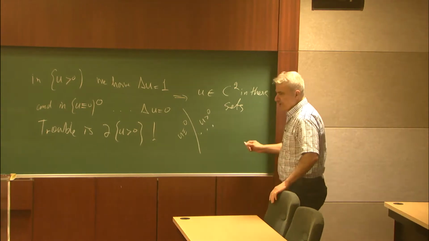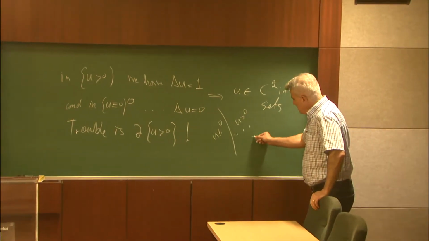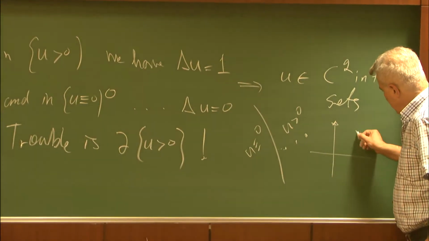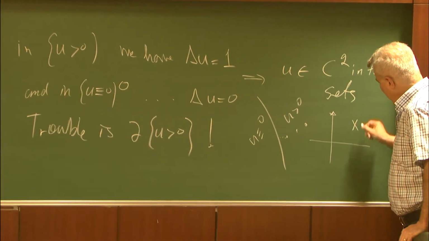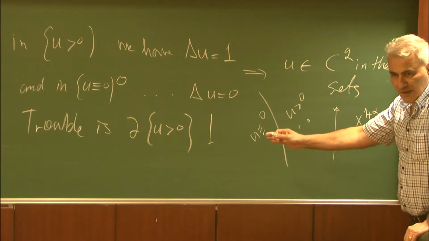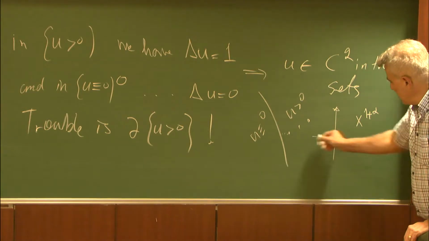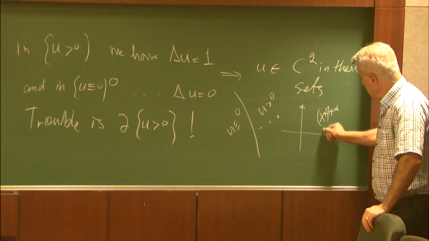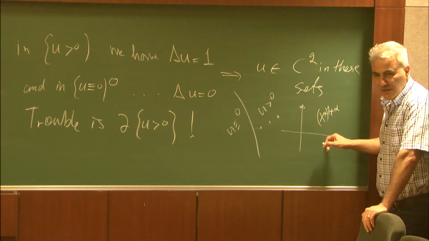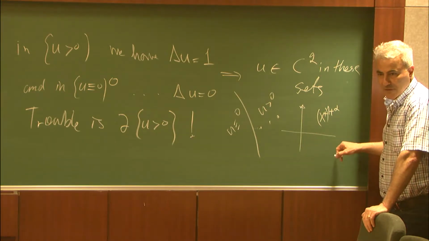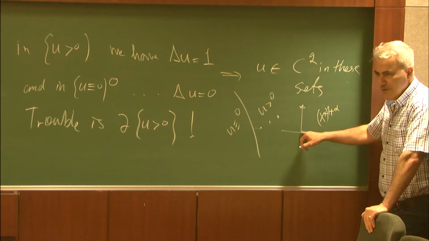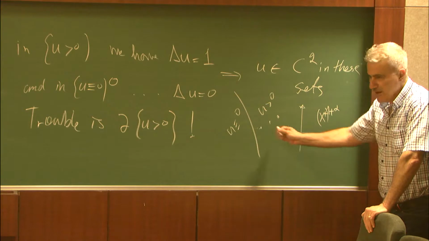So think of the following function, a one-dimensional example. Look at this function: x to the power 1 plus alpha on this side and 0 outside. The function is 0 here. This function is C2 here, do you agree? It's a very nice differentiable function. The trouble point is the origin. It's also very nice here.